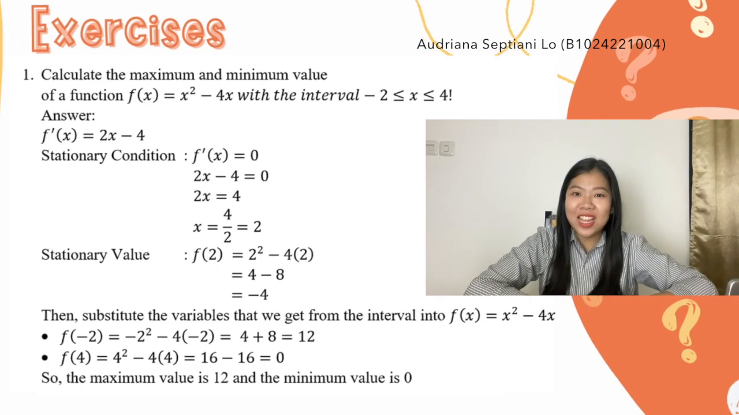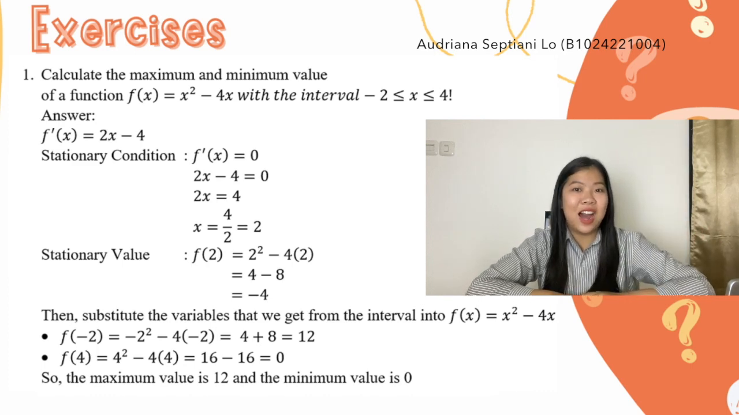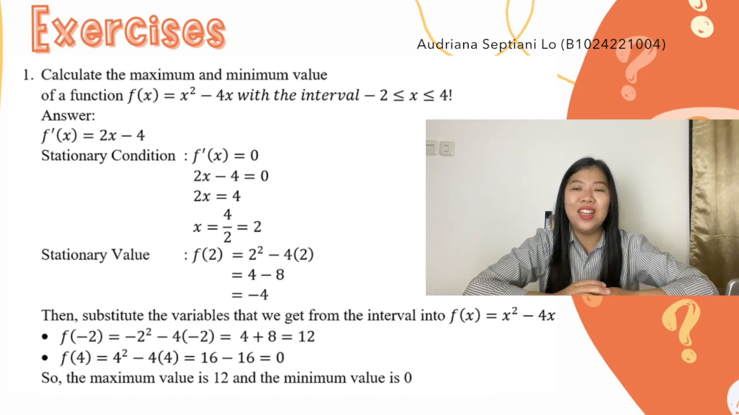Now, we already get two numbers. Those are minus 4, 0, and 12. So, the maximum value is 12 and the minimum value is minus 4.